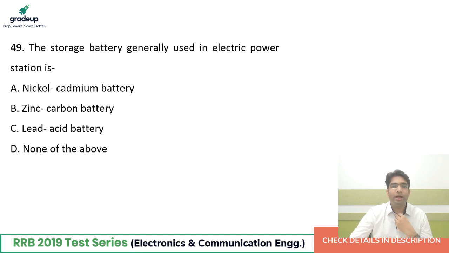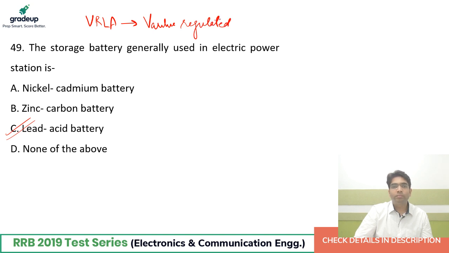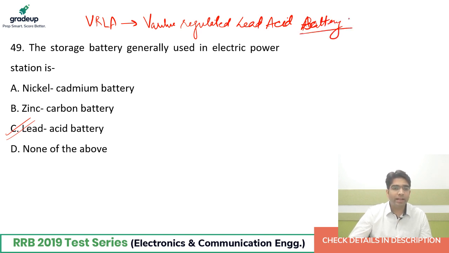Which storage battery is generally used in an electric power station? Lead acid batteries are generally used. There is a new type of battery which is often used today. It is VRLA, Varla batteries. These Varla batteries are valve regulated lead acid batteries. These Varla batteries also act as a dry cell. They are dry type cells. These are dry batteries.